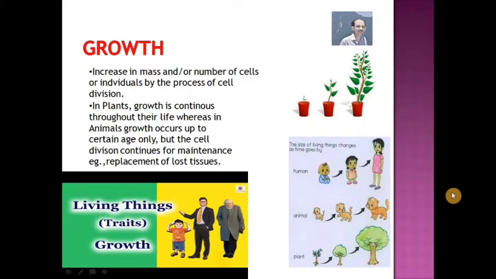In plants the growth is continuous through their life, whereas in animals it occurs up to a certain age, but it does not mean growth stops. Cell division continues for the maintenance and replacement of lost tissue. And in the picture we are seeing how the growth is taking place in plants, in humans, animals and so on.